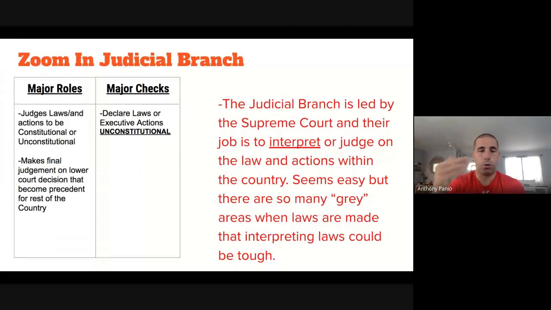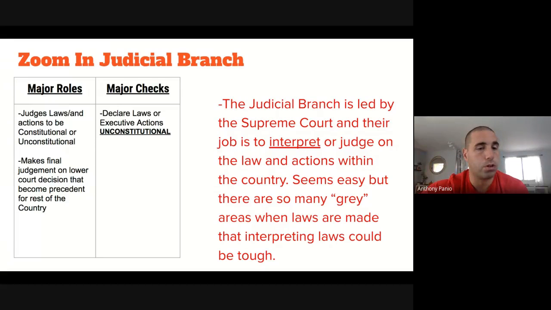So we have a court system that, very similar to federalism, has levels, okay? You have lower courts, where you have basic stuff, but as you get into more serious crimes, you go to higher and higher courts. The Supreme Court is supreme. It's the highest court in our country.